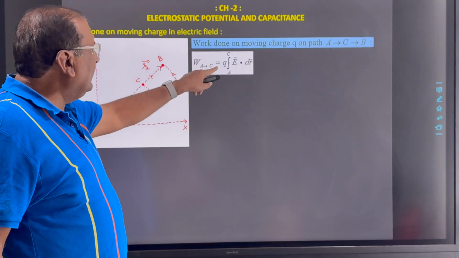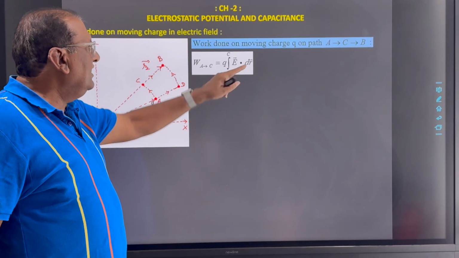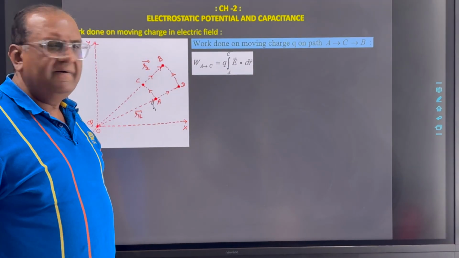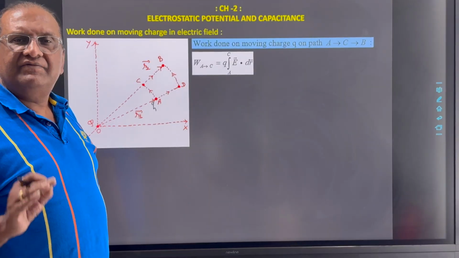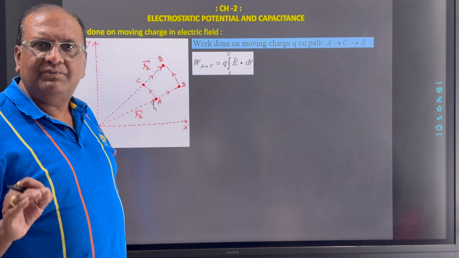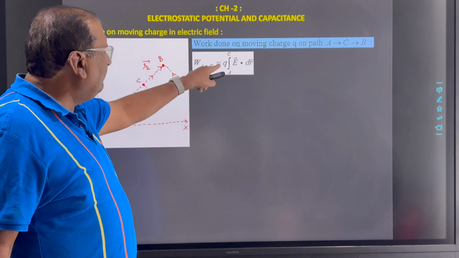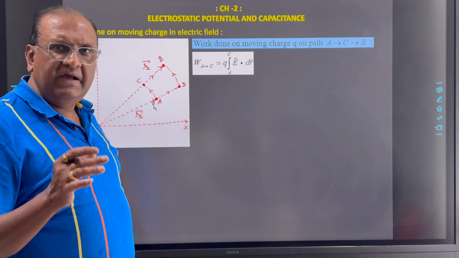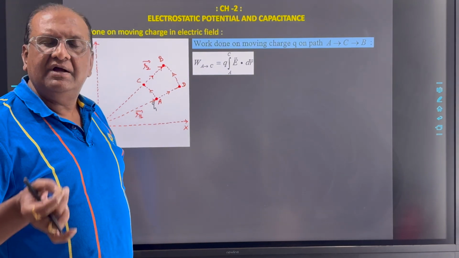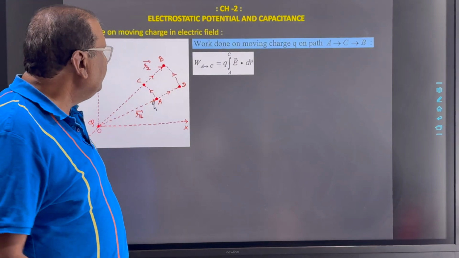So that is q integration A to C E dot dr, because after all E is nothing but the force acting on unit positive charge. So in the electric field E, force on charge q is q into E, and dr is displacement, force into displacement, that is work done.